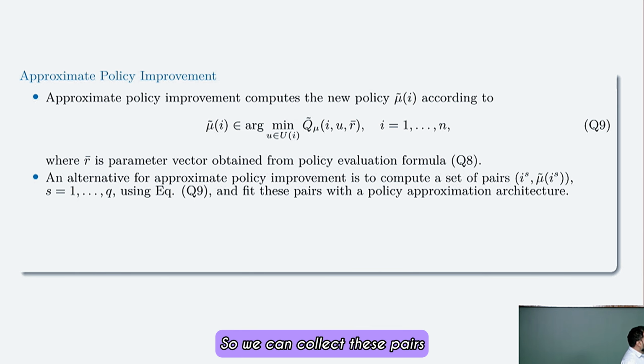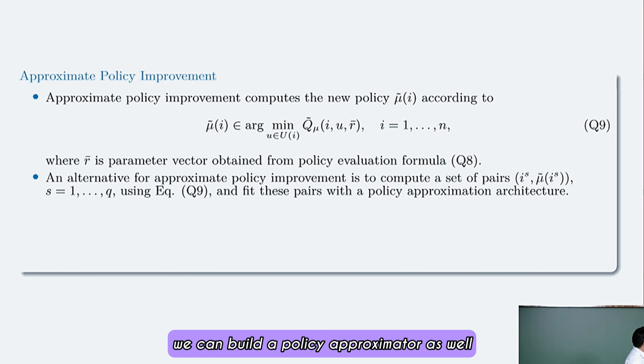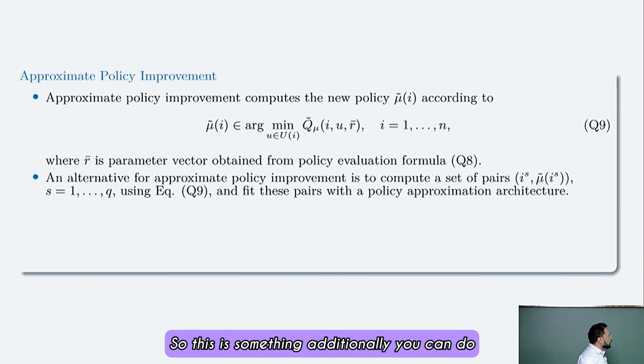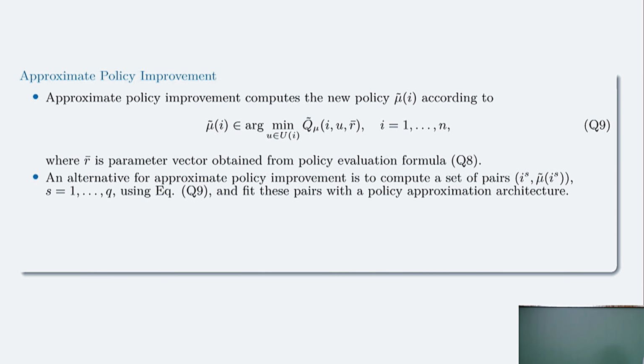But then what we can do is parameterize in this way, where for current state I, we can collect these pairs: what are the actions or the controls that we will take for the current state I, and we may fit this policy. We can build a policy approximator as well. Here, what you see is that we have parametric functions to predict the Q values, but we could also build something that learns to predict the controls.